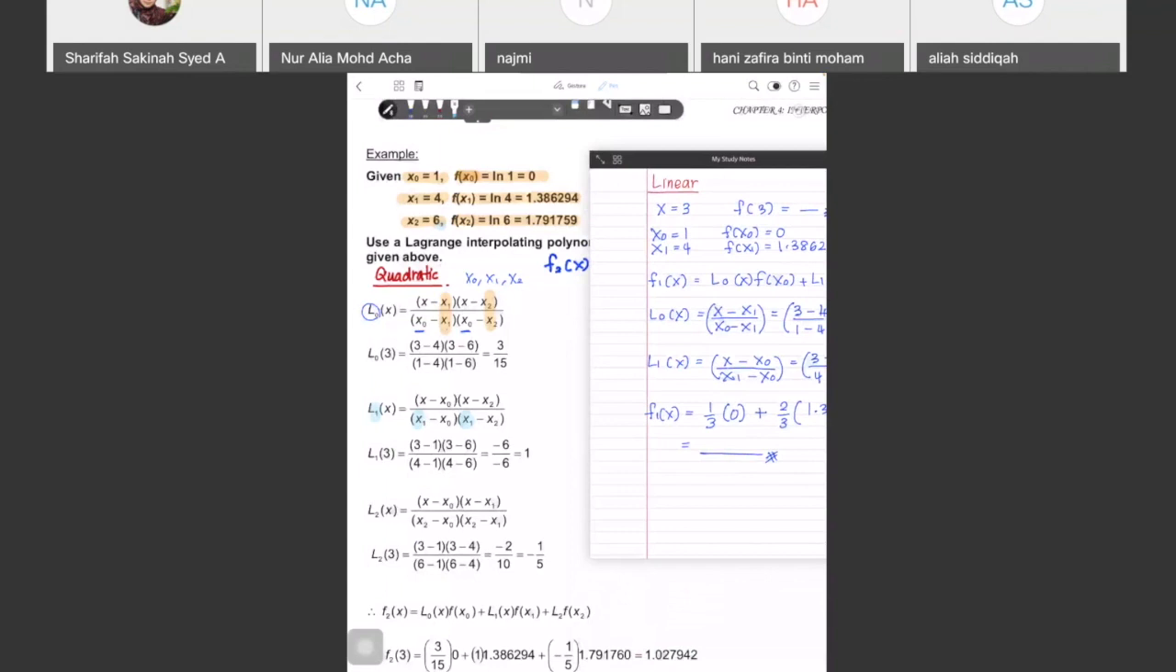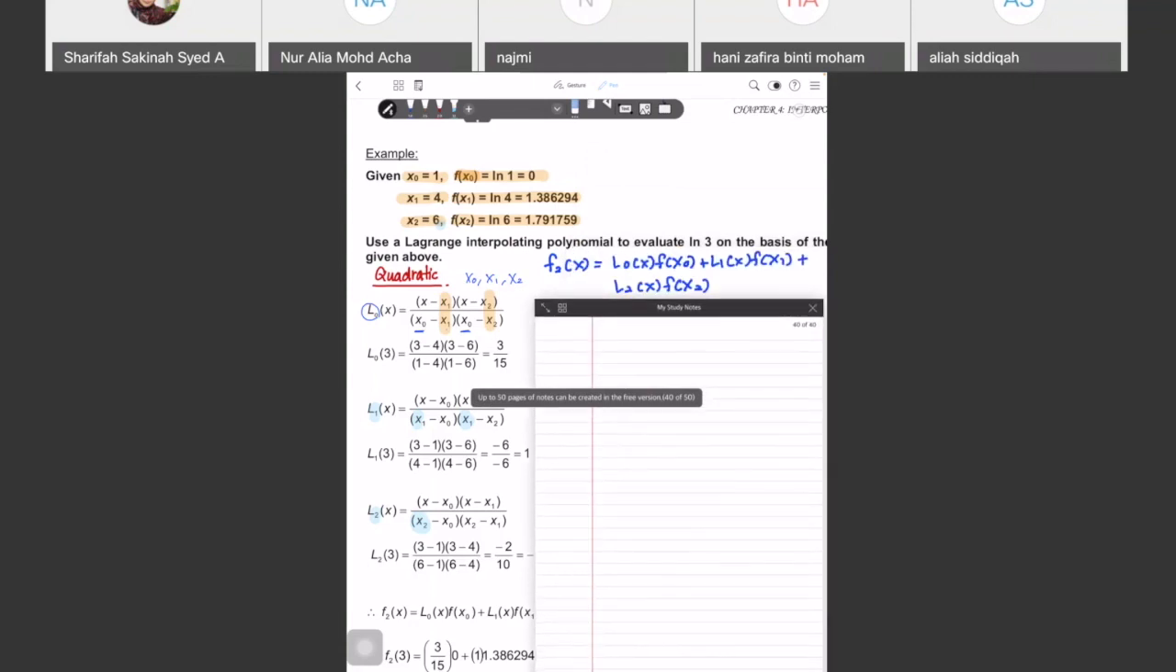And the final one is L2. You can see here we start with x2 for the denominator. So x2 minus x naught, x2 minus x1. Supposedly you would have x2 minus x2, but this one becomes 0, so we exclude it. That's why it does not appear.